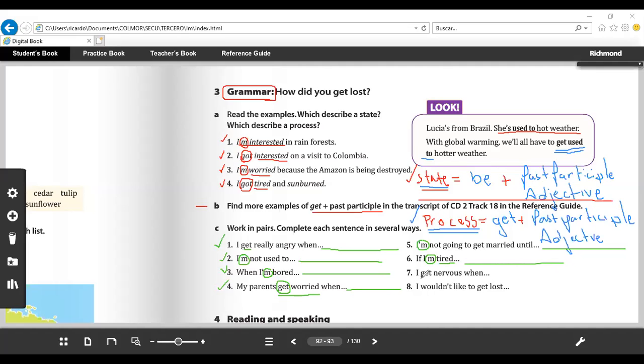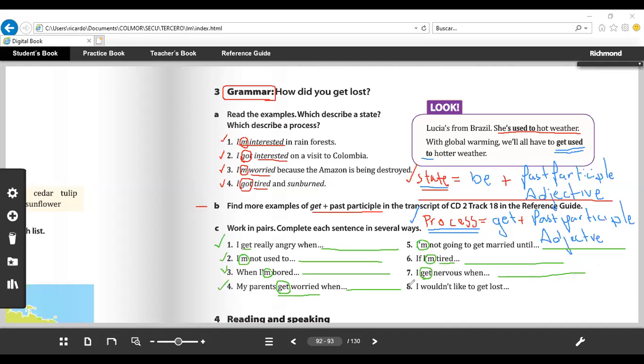Okay, number 7, I get nervous when. Normally this person is a very calm person, but something happened and this person is going to be in the process of getting or being or becoming nervous. So I get nervous when, let me see, what can we add over here? What makes you nervous? When I have an evaluation, okay, when I have my exam or when I have my quiz.